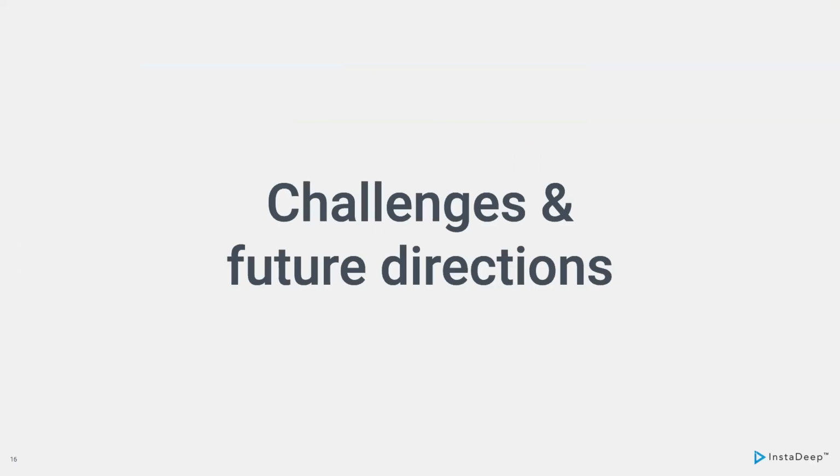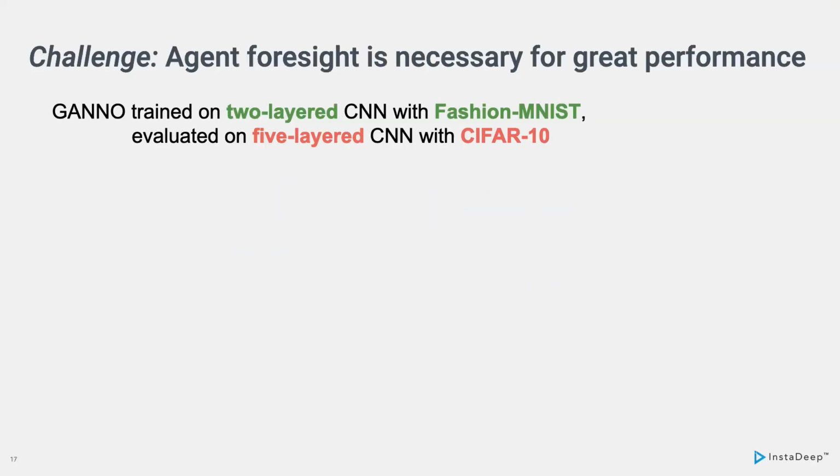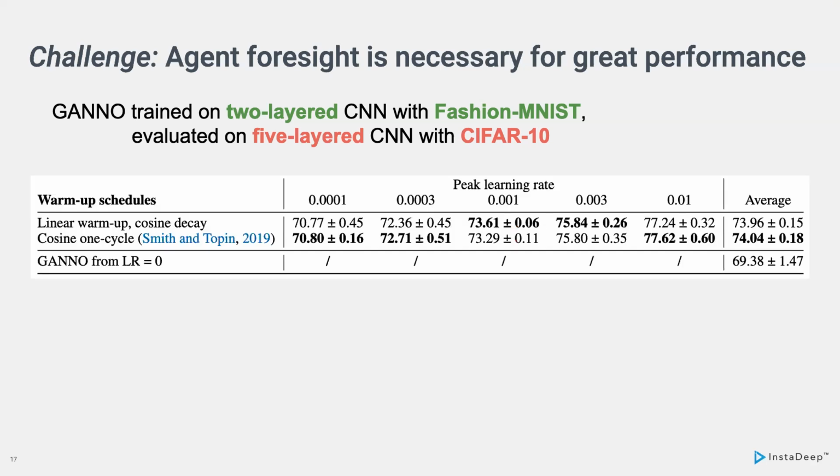Though there were strengths of GANNO, there were definitely challenges as well. And I'll highlight some of them here. So the one is that agent foresight is necessary for great performance. What does this mean? What I haven't pointed to yet is essentially out of these handcrafted schedules, the rock stars, the ones that do really, really well. And they are these warm-up schedules, right? And there's talk of this in the literature, and you'll see that it's often recommended.